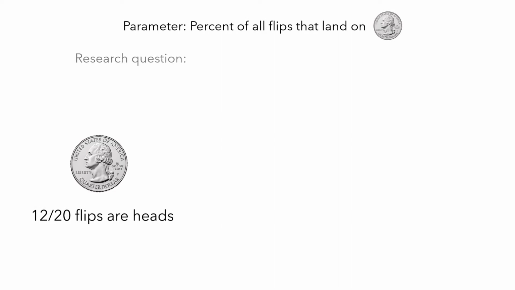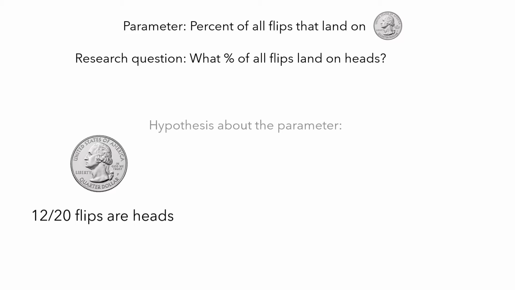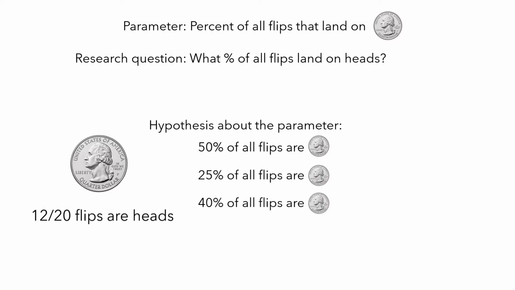Now, there are several research questions we could ask. One is, what percent of all flips land on heads? And to investigate this research question, we would make and test multiple hypotheses about the parameter. For example, we might test the hypothesis that 50% of all flips are heads, or 25% are heads, or 40%, or any other percentage. But there is a second research question we might ask, which is: is the coin unfair?